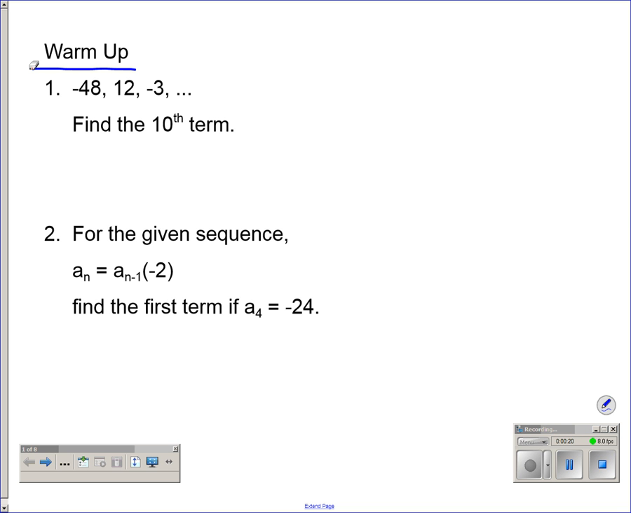Let's do the warm up. So these types of problems right here, we got two problems, practicing what we talked about yesterday with geometric sequences. Two very common problems. So make sure you take good notes and know how to do these two problems.